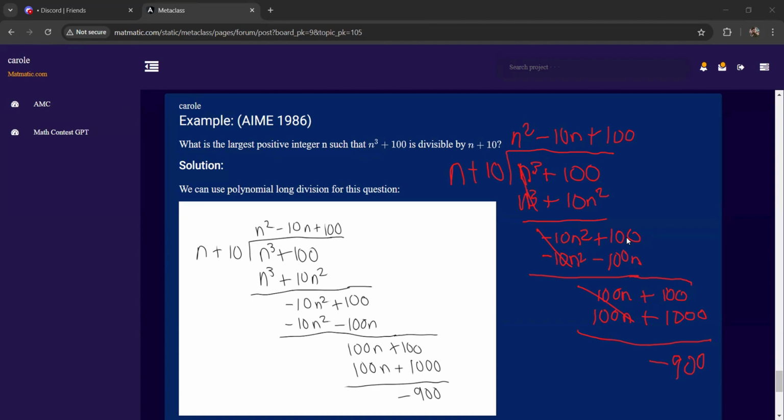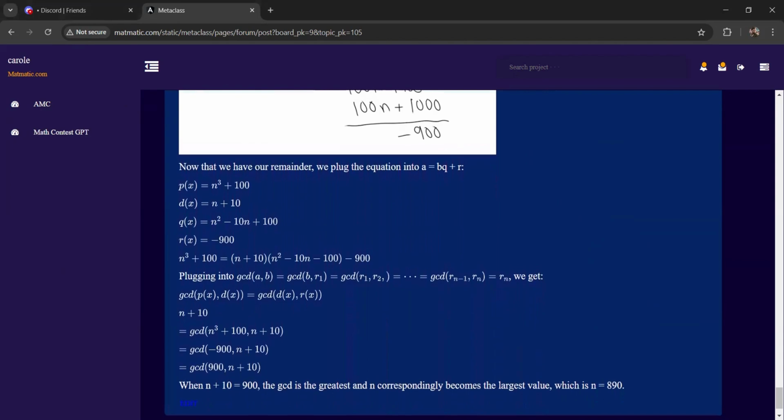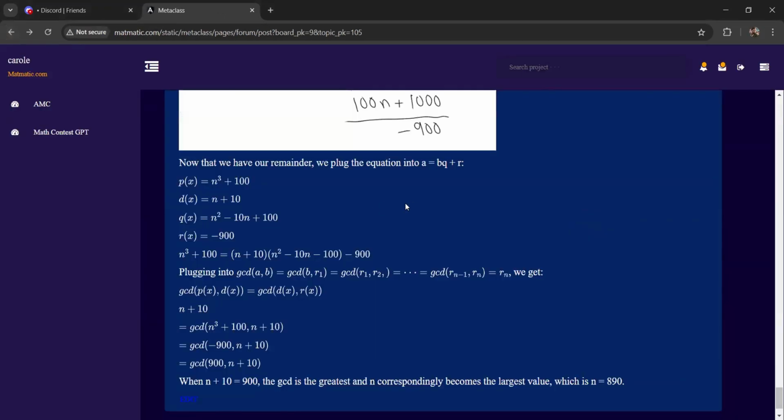So I don't think you guys should have any questions about the long division part because we already went through a bunch of examples. But that's not all. Now we're finding the GCD with our remainder. So we plug everything in to this formula right here that I talked about earlier, our A equals BQ plus R formula.